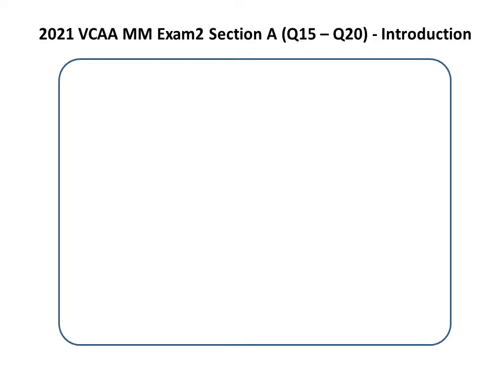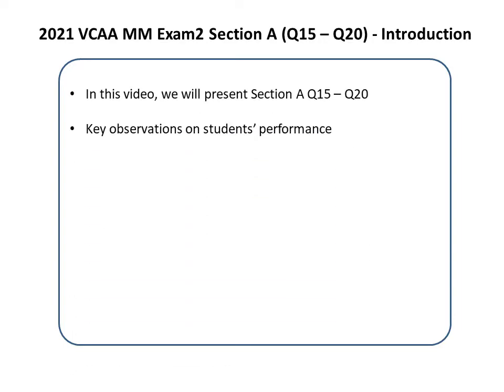Welcome to the sixth part of VCAA Math Methods 2021 exam paper series. In this video, we will present exam paper 2, section A, questions 15 to 20. Statistics show these questions were done relatively poorly, which we will go through in detail.